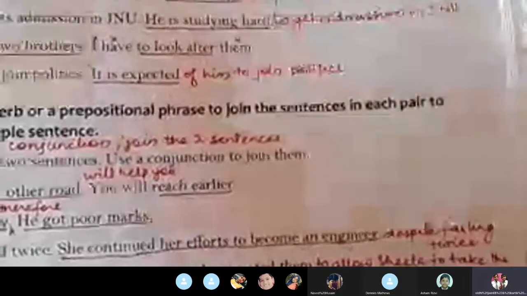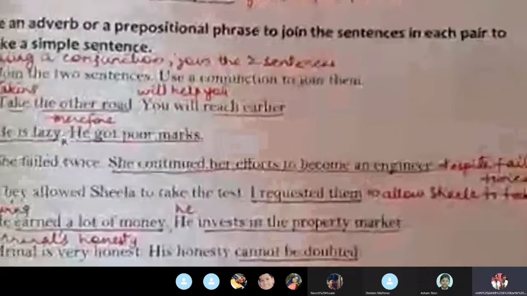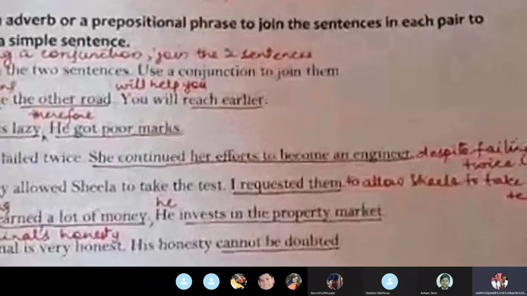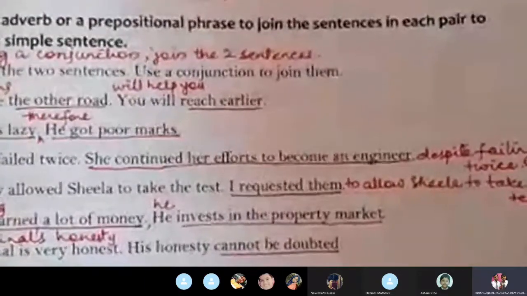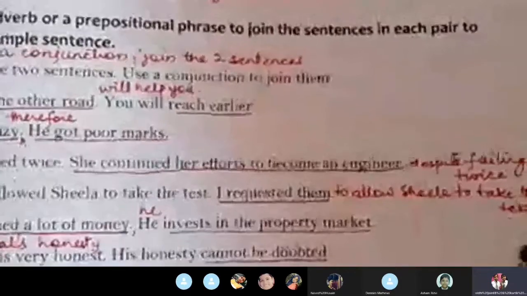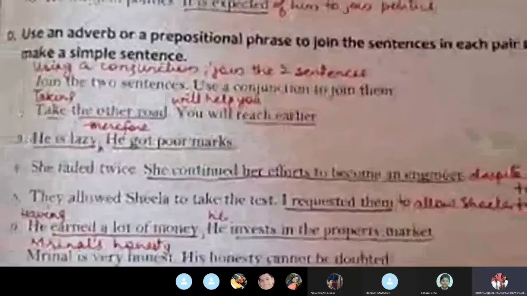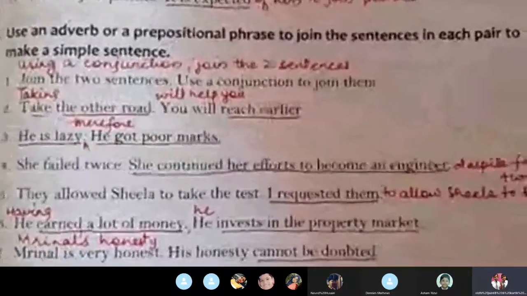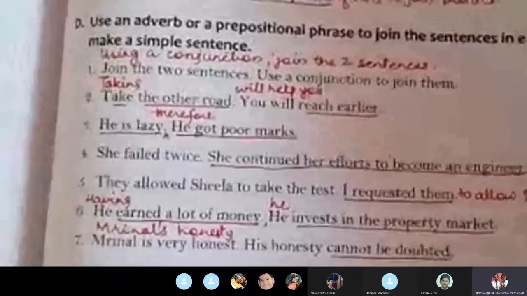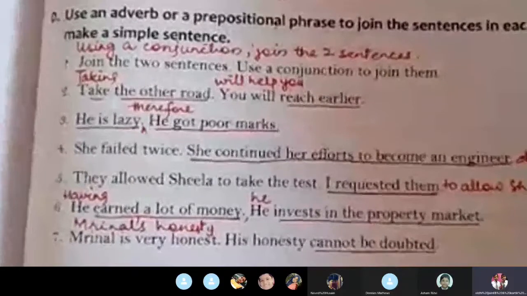Use a conjunction to join them. Now, answer: using a conjunction, join the 2 sentences. Number 2: Take the other road, you will reach earlier. Answer: Taking the other road will help you reach earlier.